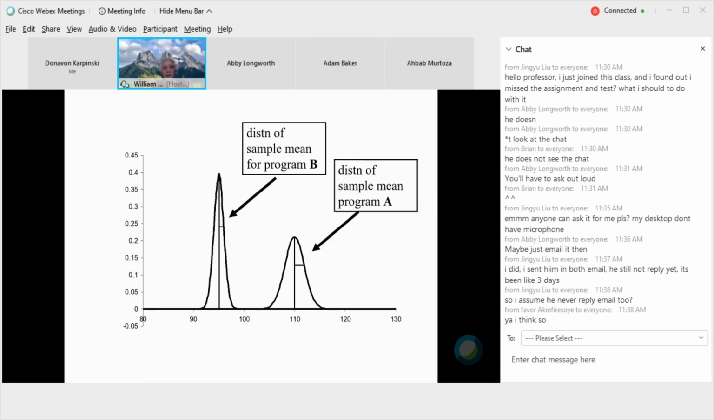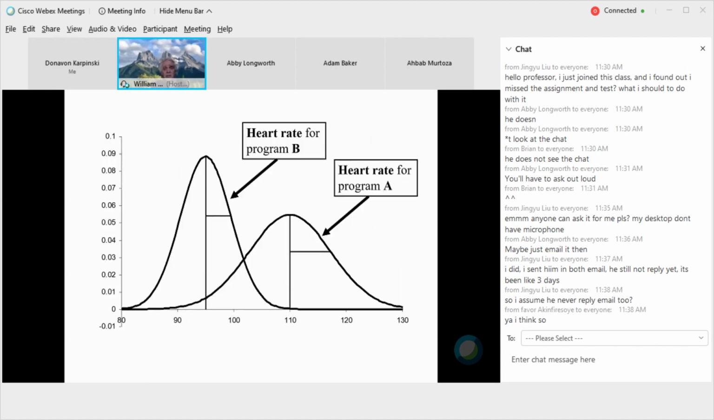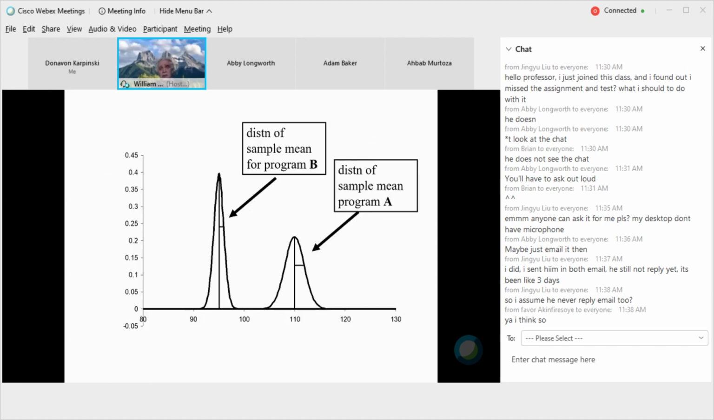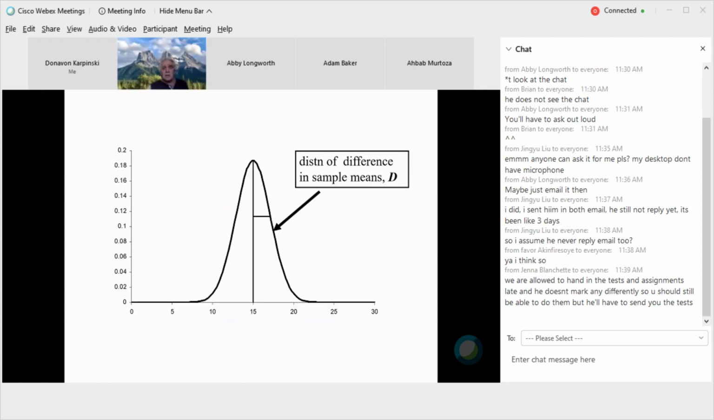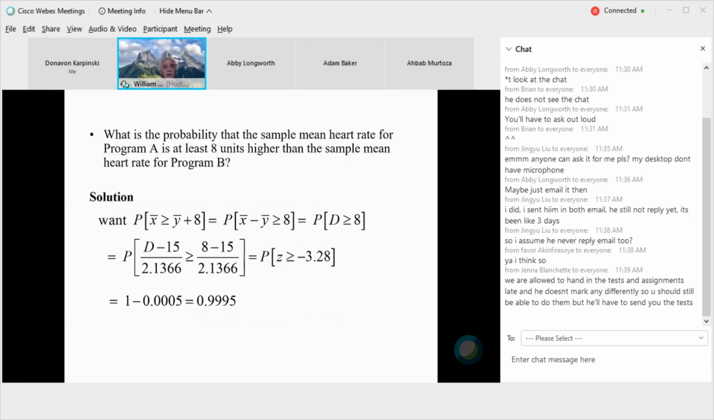There's the distribution of the individual observations. There's the different distribution of the sample means. There's the distribution of the difference in the sample means. From that, we can compute the probability that X bar is at least 8 units higher than Y bar. That's the probability X bar minus Y bar is greater than or equal to 8. That's the probability that D is greater than or equal to 8.